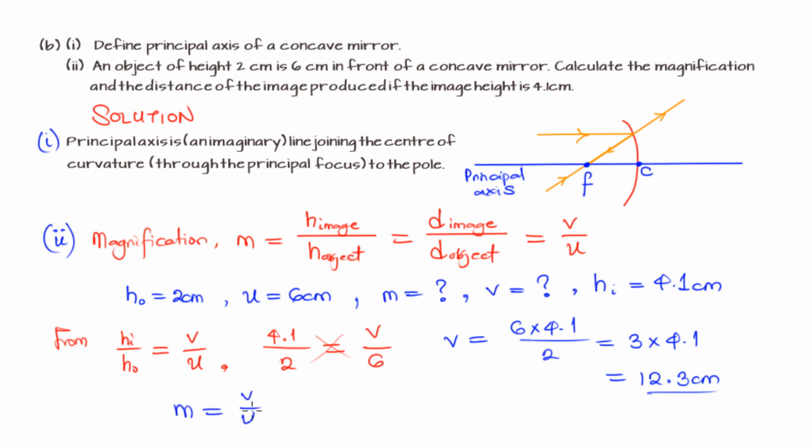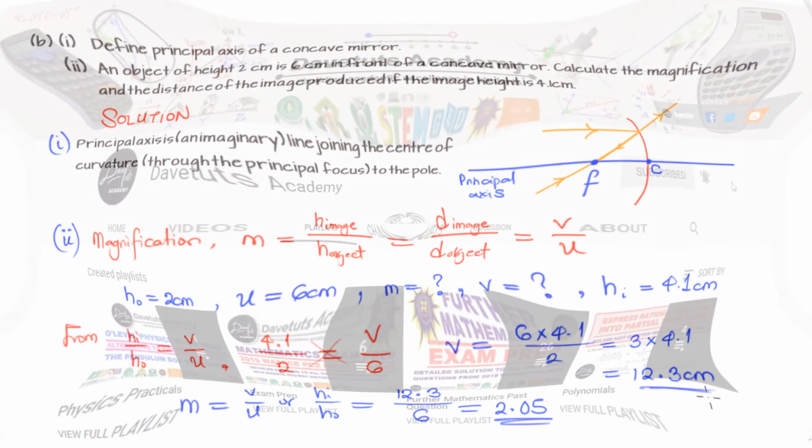The magnification, we can say, is the image distance over object distance, or image height over object height. Taking the image distance over the object distance, that is 12.3 over 6, and that will be 2.05. It is unitless, it's not carrying any unit.